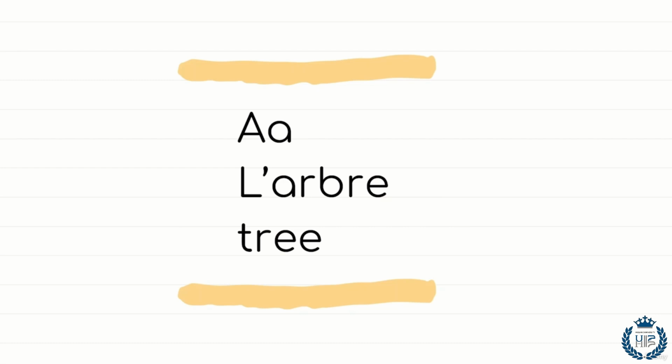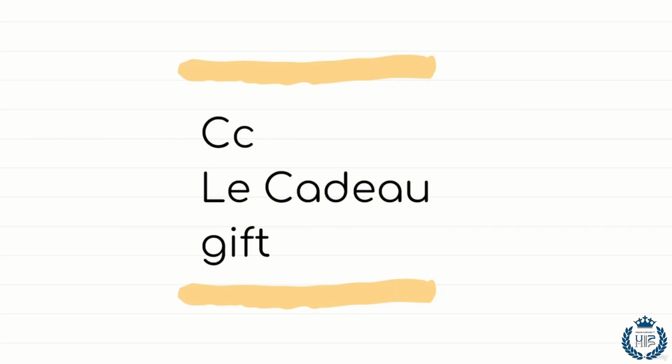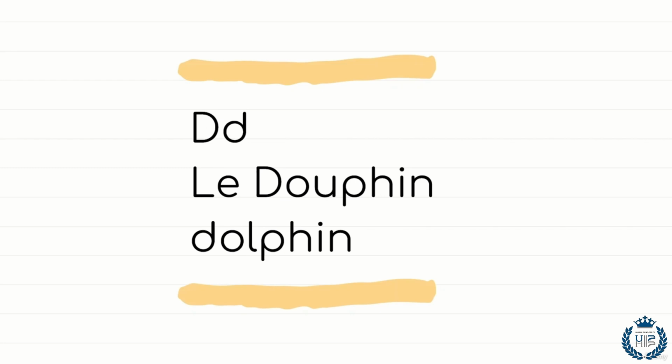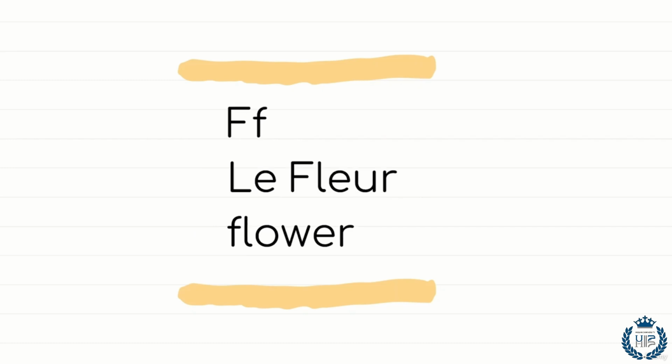A, l'arbre, which means tree. B, le bateau, which means boat. C, le cadeau, which means gift. D, le dauphin, which means dolphin. Notice how similar they are. E, l'étoile, which means star. F, la fleur, flower.